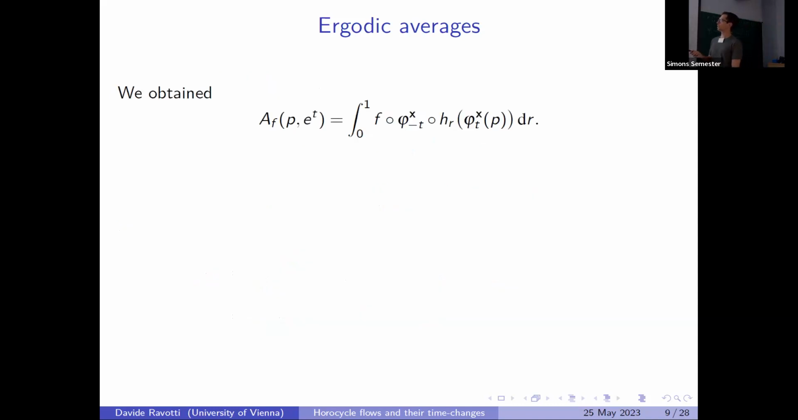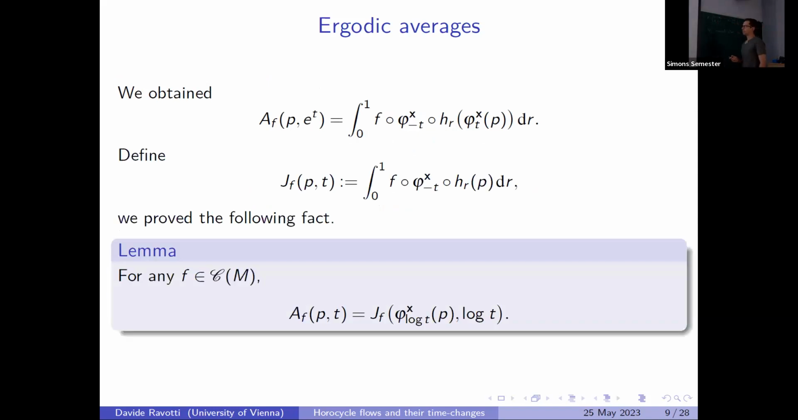Okay, so these are my ergodic averages. I will call the function j. The function j is going to be the integral from 0 to 1 of the function f composed with phi x to the minus t, integrated along the horocycle orbit at time t. This is a definition, and with this definition, I can rewrite my ergodic average up to time e to the t in terms of this function jf.